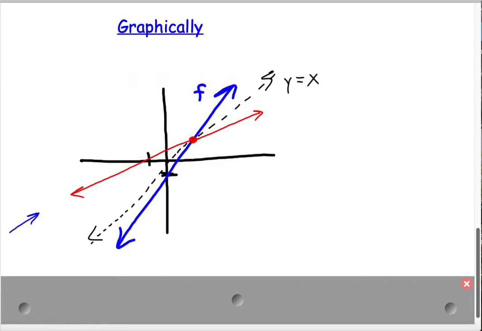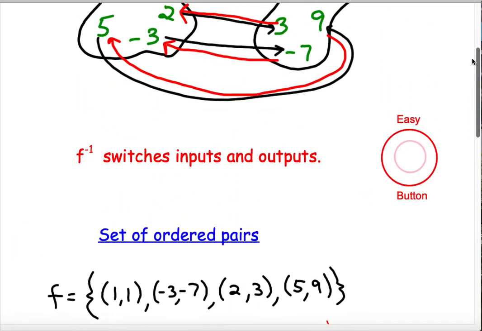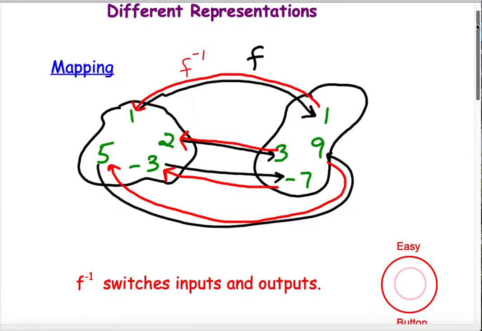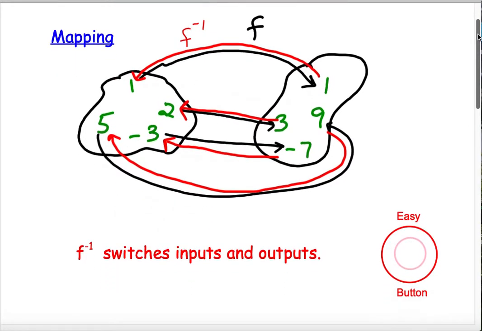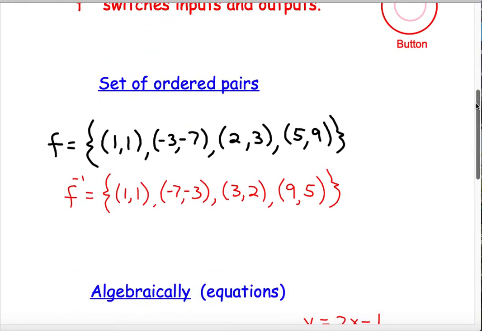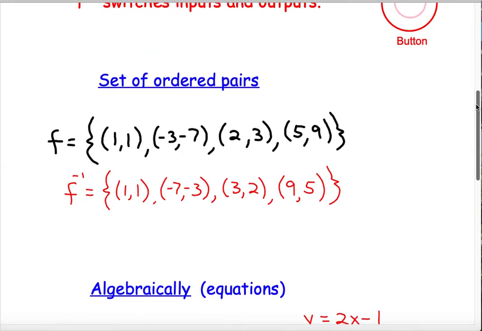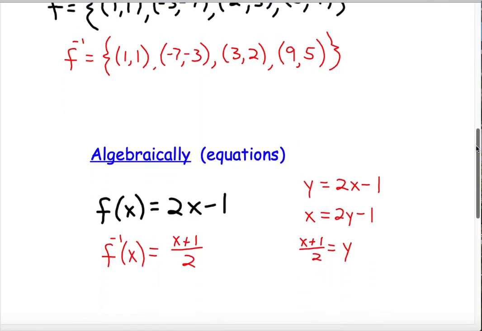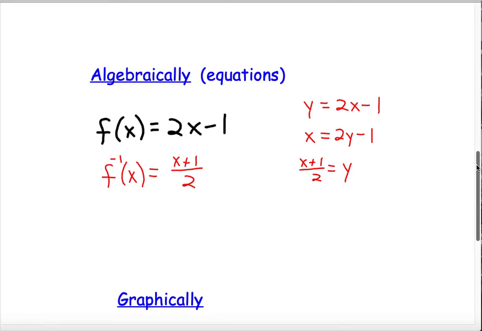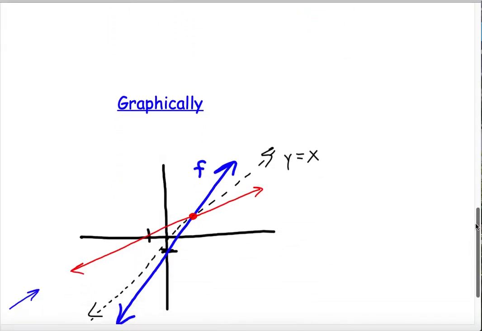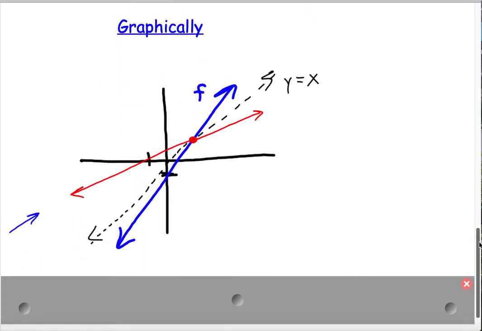So let's go back and summarize what we had. If it was a mapping rather than a set of ordered pairs, to find the inverse, we just switch the direction of the arrows. Sets of ordered pairs, we just flip the order of each of those ordered pairs. Algebraically, we write it as y equals our function, and then we replace every x with a y and y with an x, and solve for y. And graphically, you just reflect your graph over the y equal x line to get your inverse.